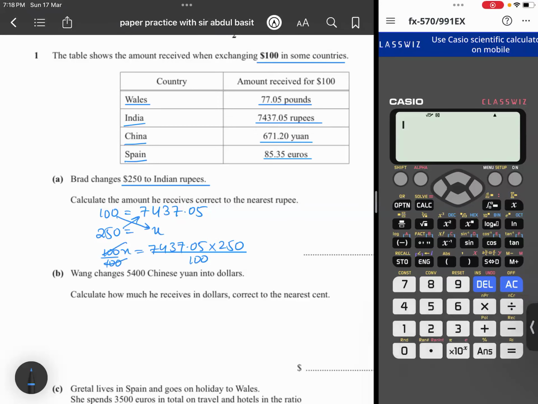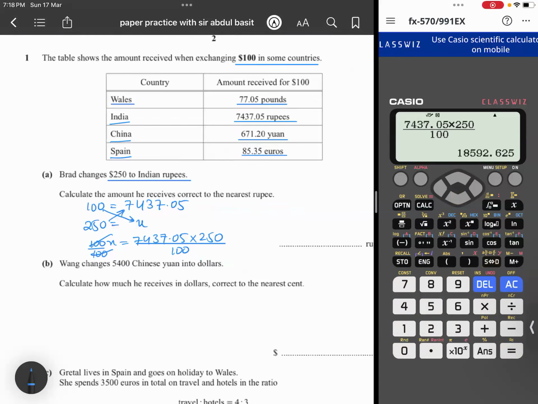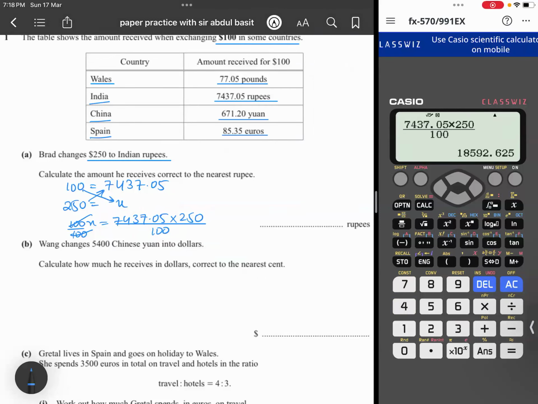So now the fraction, we have to solve this in the calculator. 7437.05 times 250 divided by 100. So the answer is this much. We have to press the SND button. Calculate the amount he received correct to the nearest rupee. So first of all, let me write the answer here: 18592.625. So beta, the nearest rupee is 18593, because after 2 it is 6. So 18593 rupees will be for $250 when he changes in India.